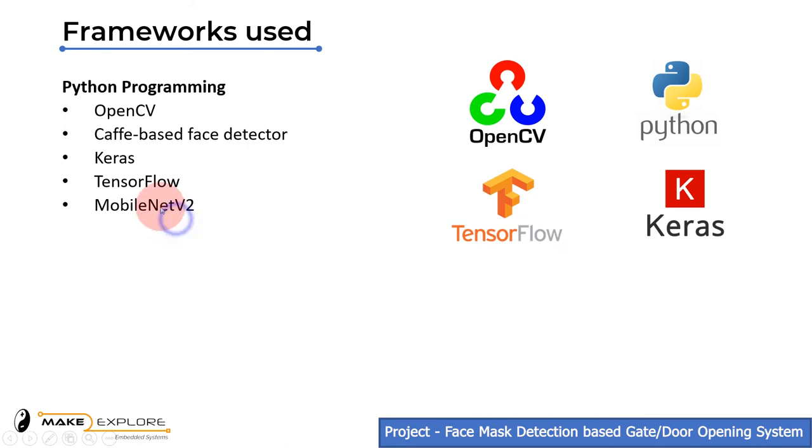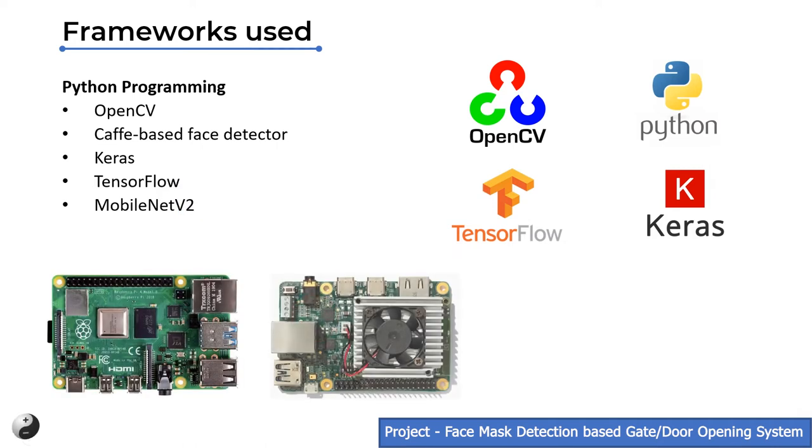MobileNet V2 is a convolutional neural network architecture that is computationally efficient. So, it makes it easier to deploy the models to embedded system devices like Raspberry Pi, Google Coral, etc.